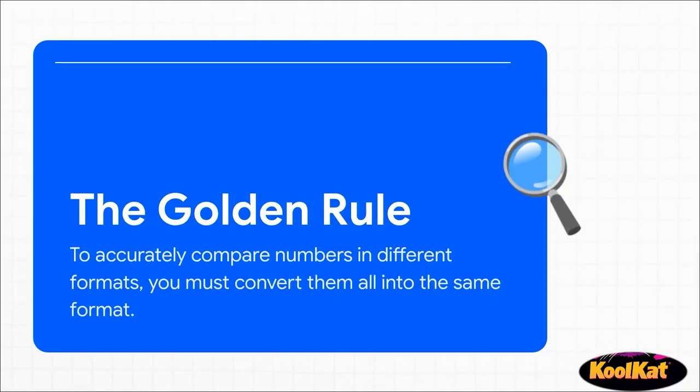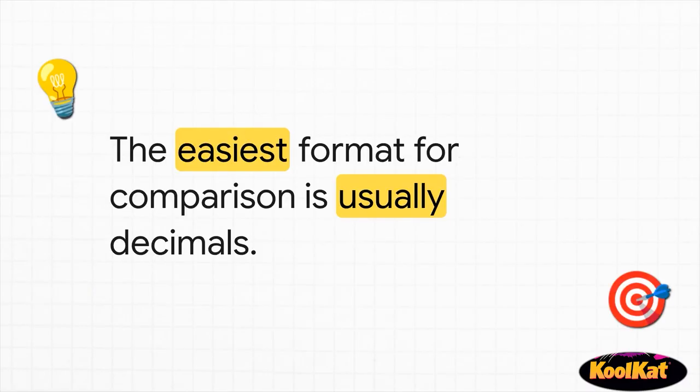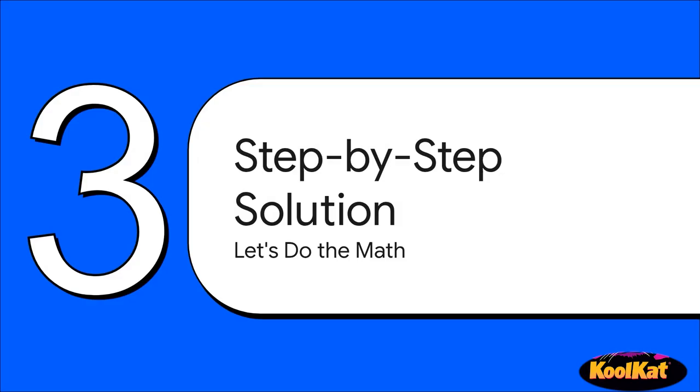This right here is the golden rule. If you want to compare different things accurately, whether they're numbers or ideas, you have to get them into the same format. You have to make them speak the same language. So for our relay race, what's the easiest language to get all these numbers to speak? Decimals, for sure. Most of us are comfortable with them, and they make comparing things side by side incredibly easy. Okay, enough theory. Let's actually get our hands dirty and solve this thing.